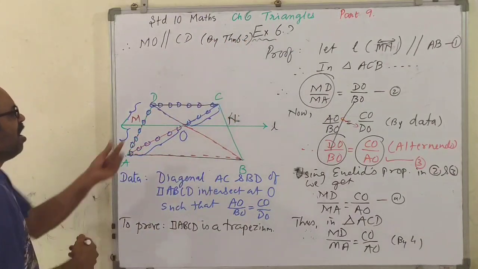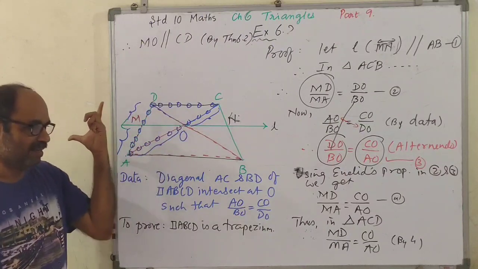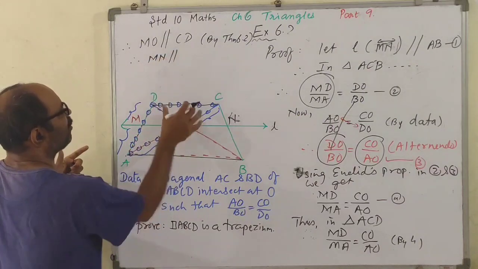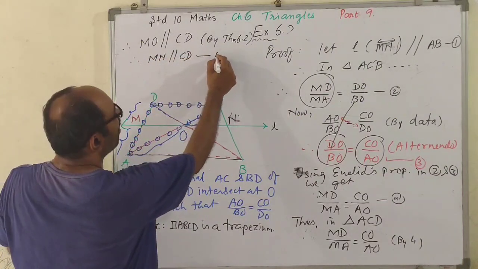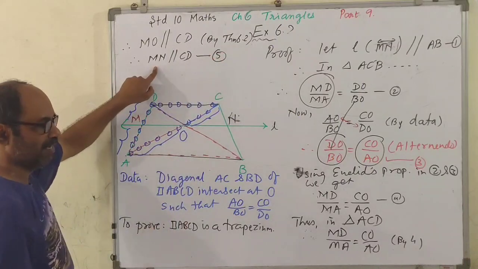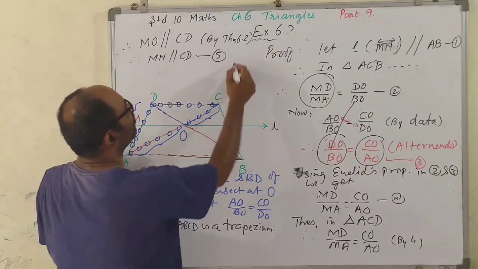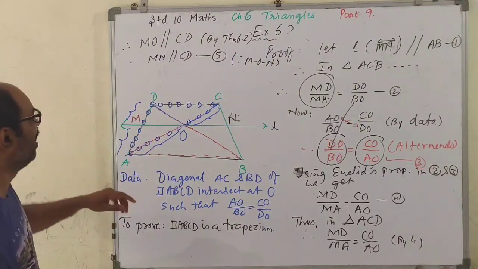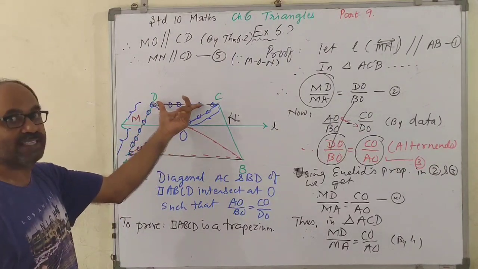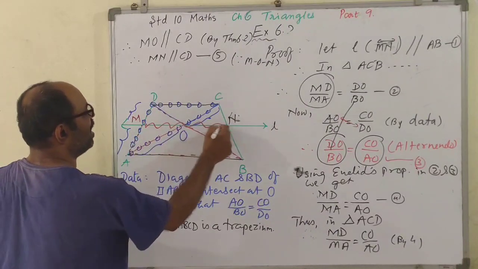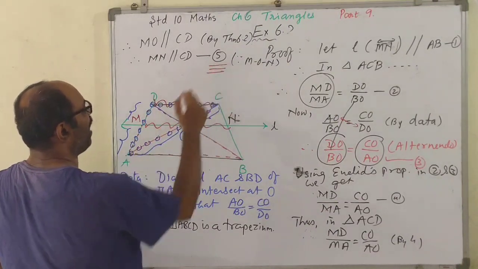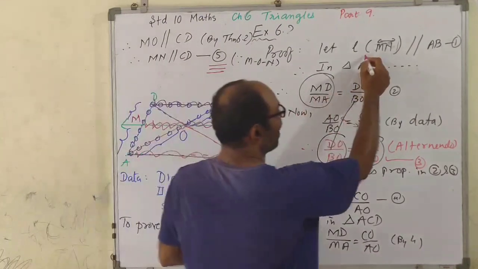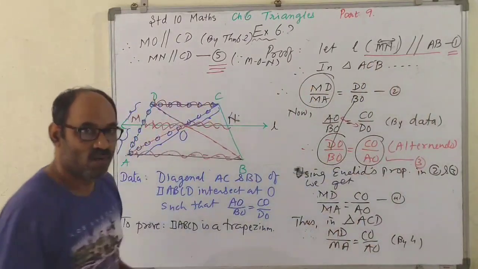But MO, you can say MN, or L. Therefore, MN is parallel to CD. Result number 5: MN is parallel to CD because M, O, N are on the same line. Got that, children? Now look here. This MN is parallel to CD in result number 5, and the same MN is parallel to AB in result number 1.